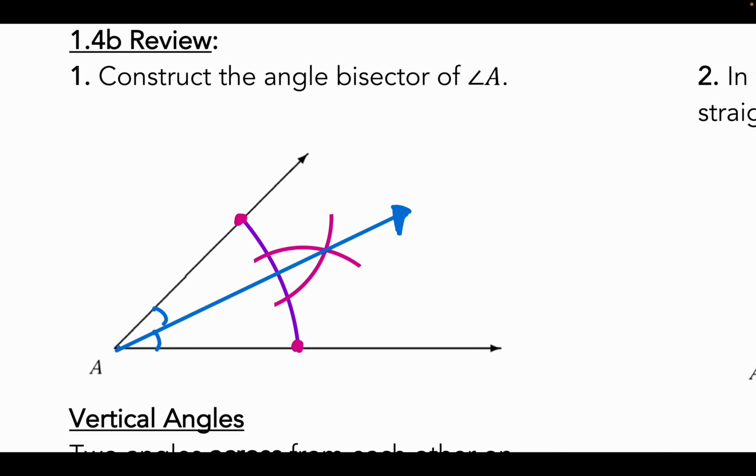Then from wherever your arc hits your first segment, you're going to do another arc. Then without changing your compass, you're going to go from this other spot and make an arc again here. Wherever they intersect, make a segment that connects that intersection point to your vertex. And that will give you an angle bisector, so your angle should be in two equal parts.